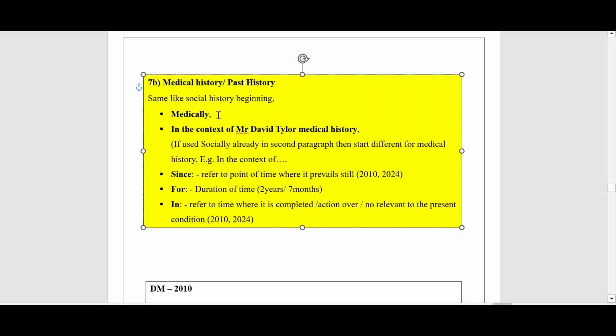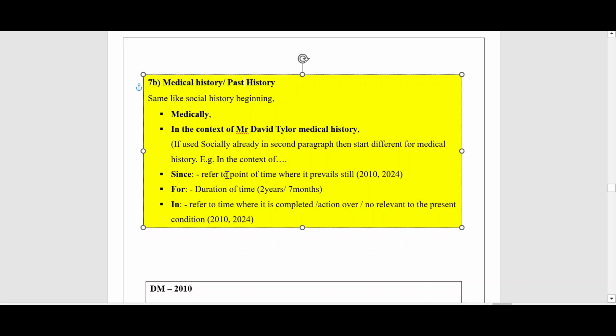Same as the social history, begin with medically or in the context of this. But this should not be repeated. If you have already written socially, then don't write medically again. It will not look so nice in your letter writing. Okay, I have said that here as well. And there are three very important words that you should keep in mind. These are for the time duration that is mentioned, so you should know when to write which.